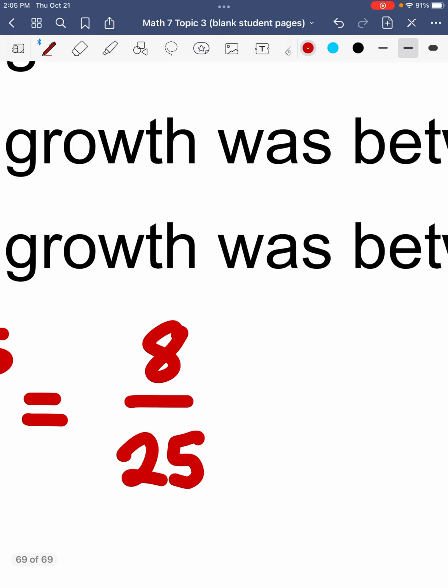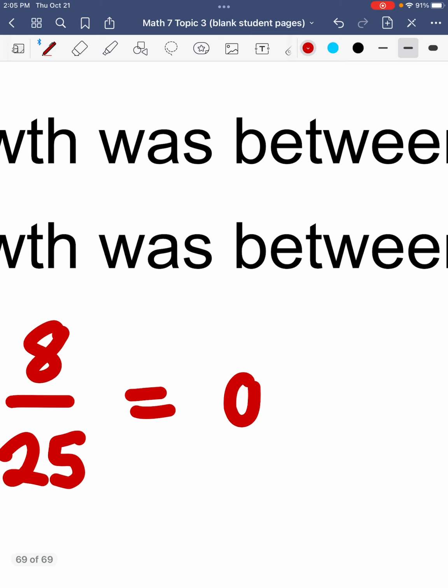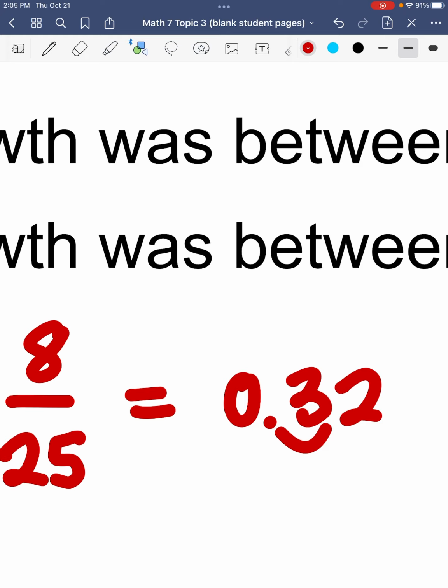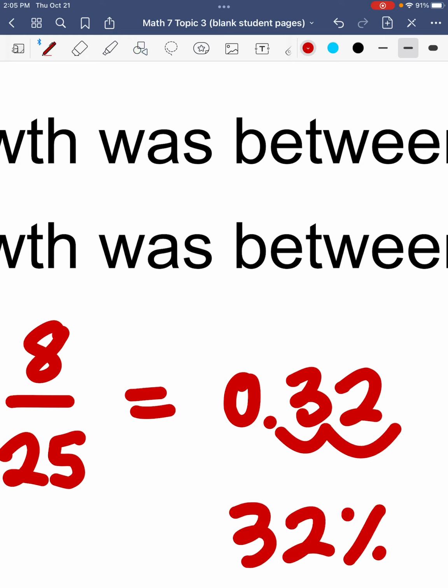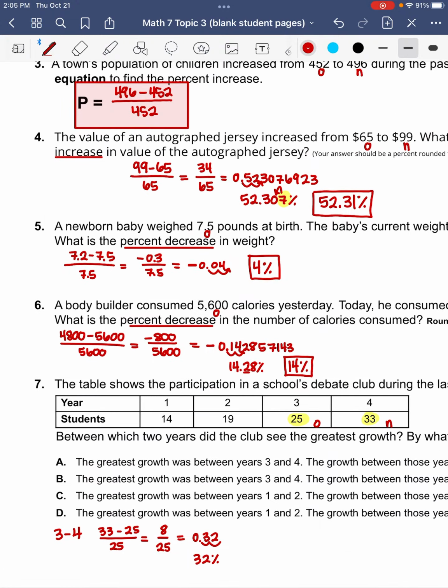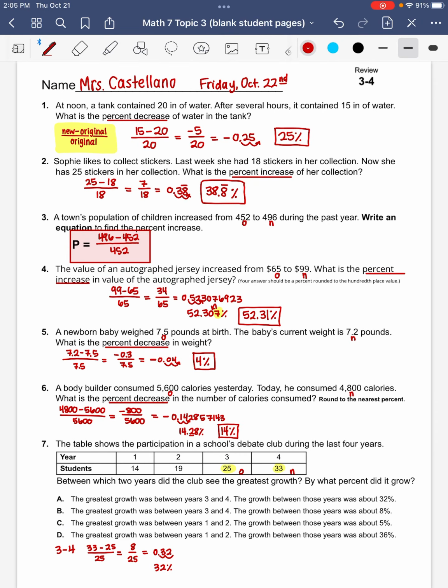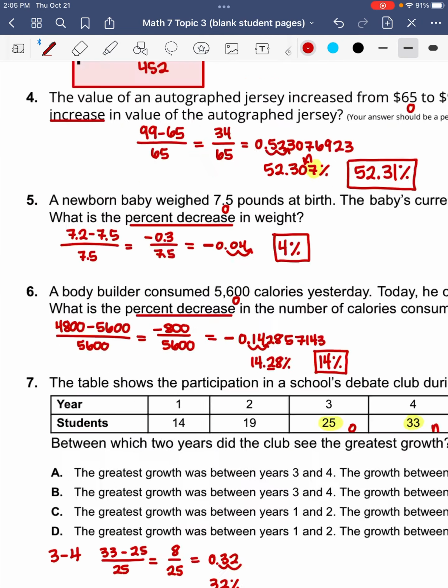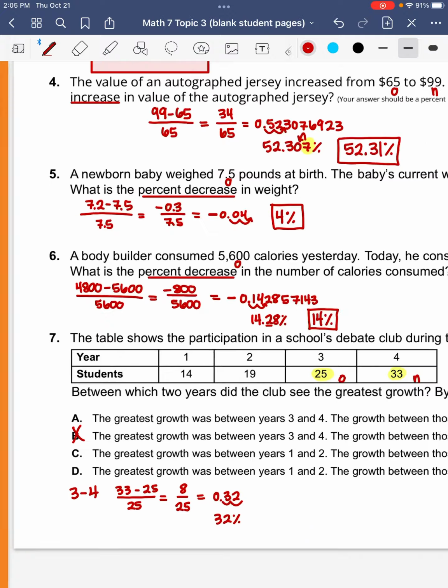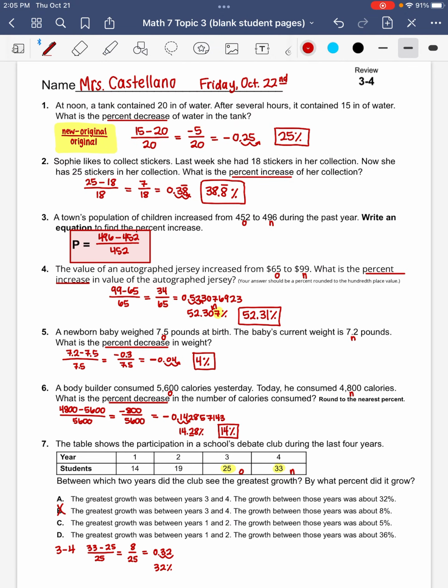When I put that into my calculator, I'm going to get 0.32, which when I turn that into a percentage is going to be 32%. So I know that the growth from year 3 to year 4 was 32%. So already I can eliminate B because it says that the growth between those years was 8%. Well, we know that that's not true, so I can eliminate B.